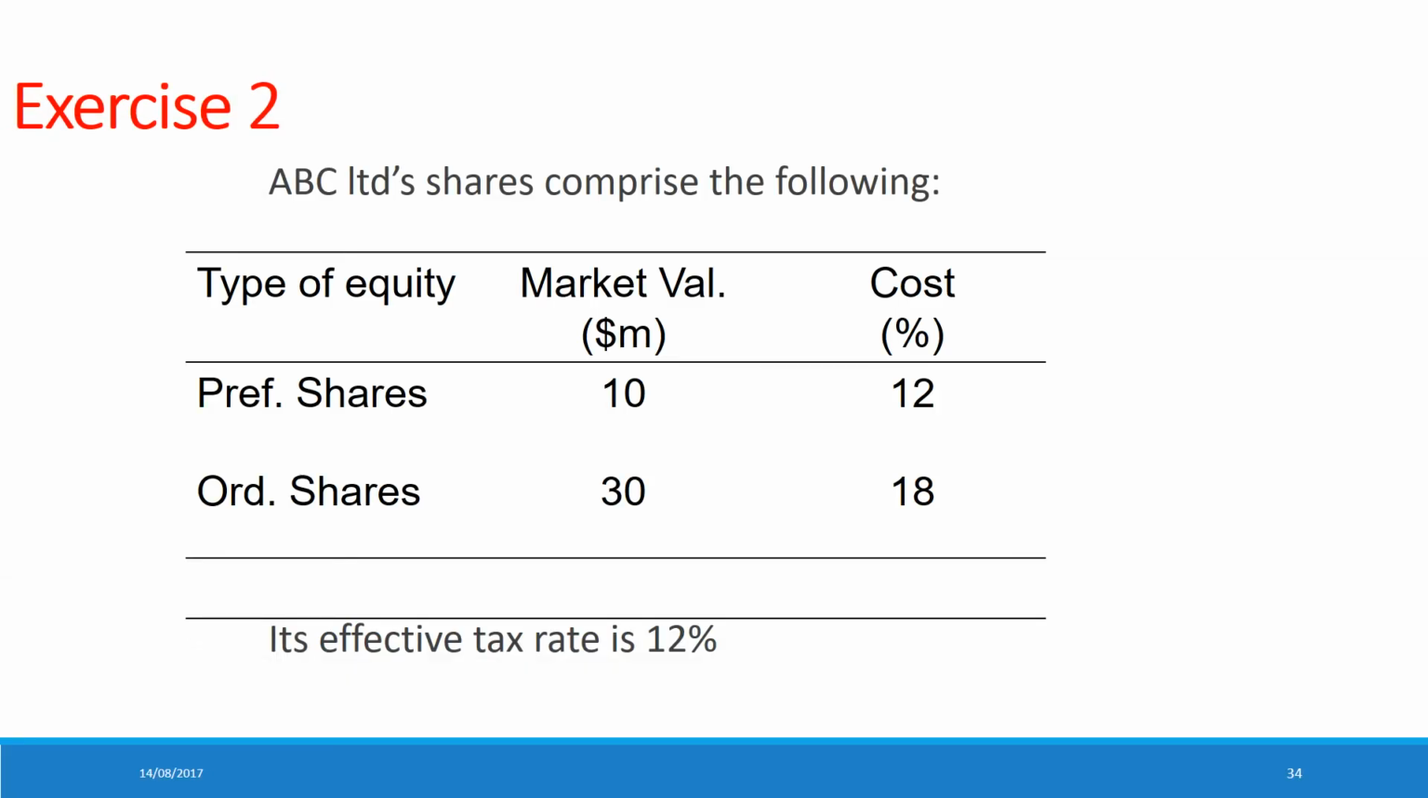So on this slide, we know that there are 2 equity instruments, being the preference shares and the ordinary shares or the common shares, right? This is once again the market value of these different instruments. This is the cost. And we also know the effective tax rate in this case, right? So this is TE. We don't have to do any calculation here.